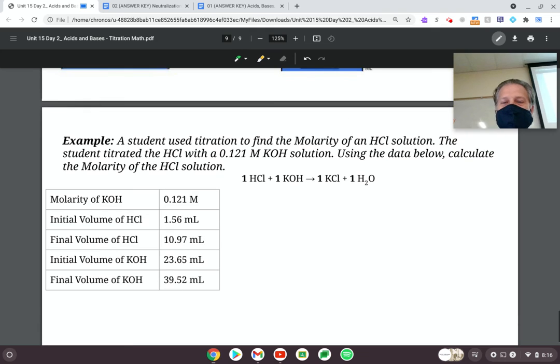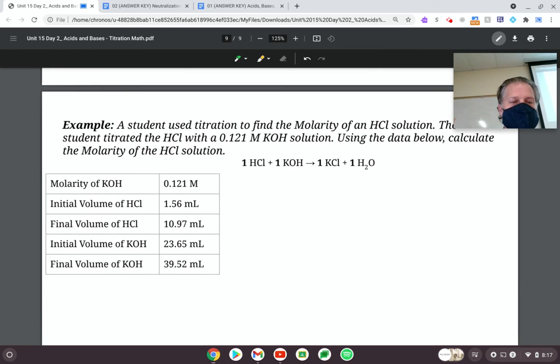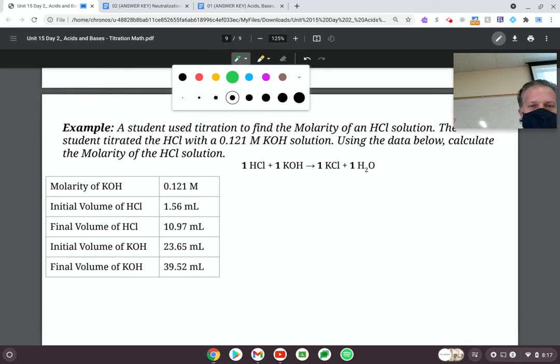A student uses titration to find the molarity of hydrochloric acid. The student titrated the hydrochloric acid with a 0.121 molar potassium hydroxide solution. Using the data table, calculate the molarity of the hydrochloric acid solution. So here are some things that we know. We know the molarity of the KOH, so our base, right?